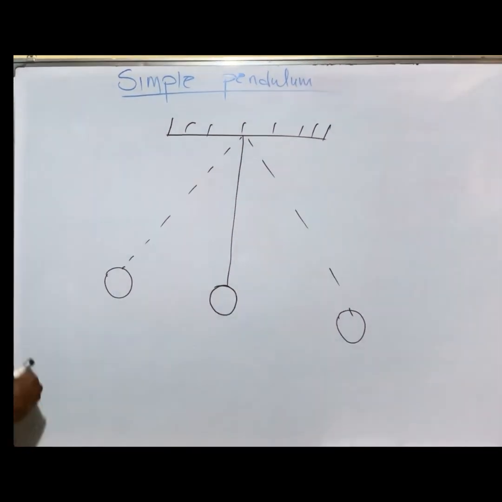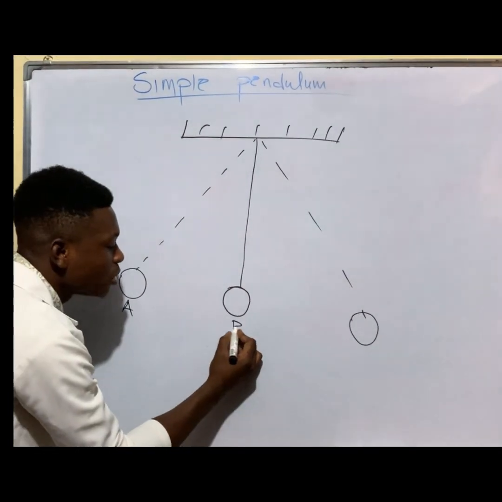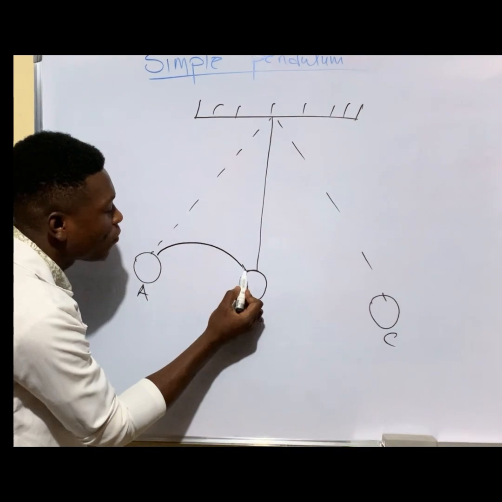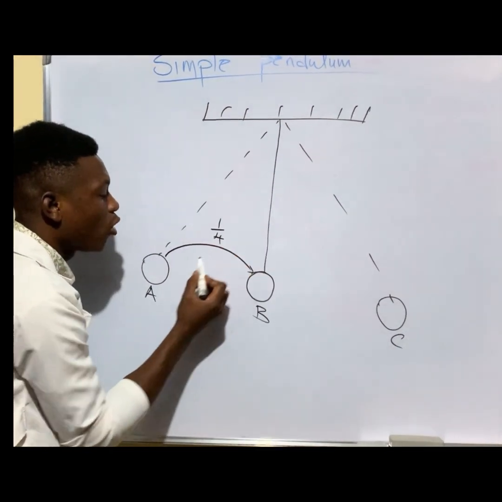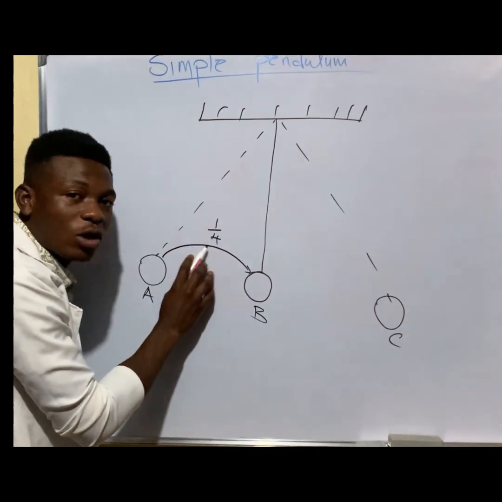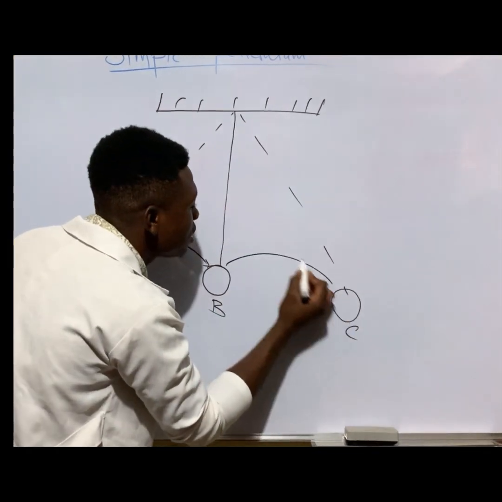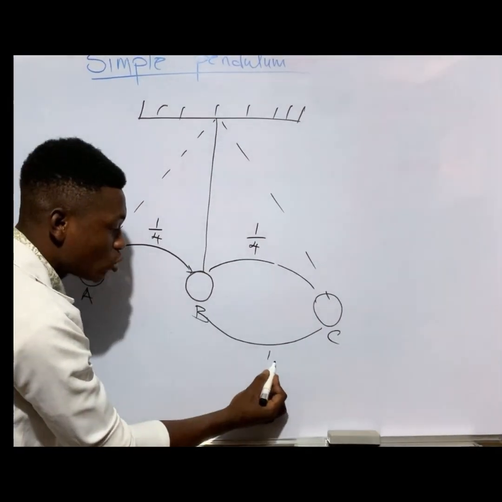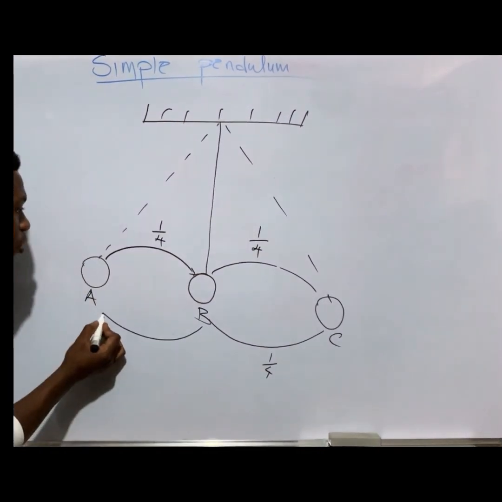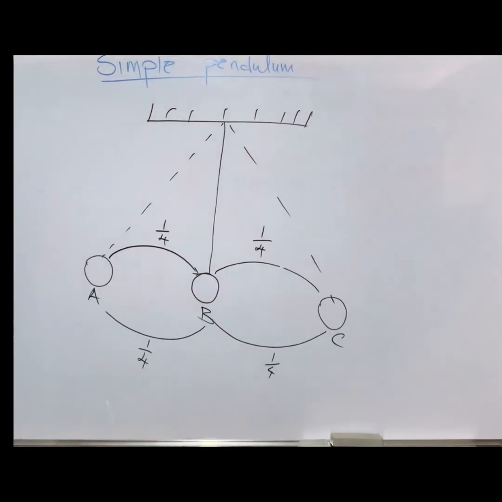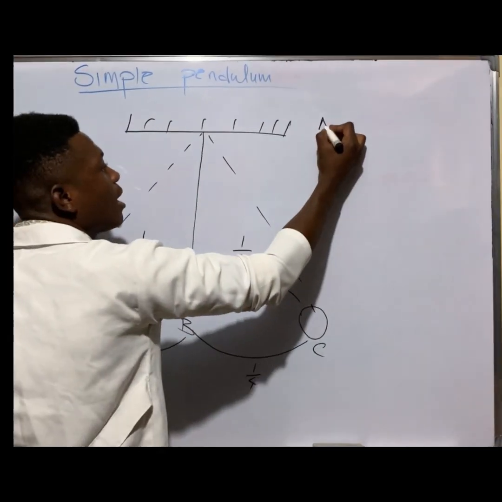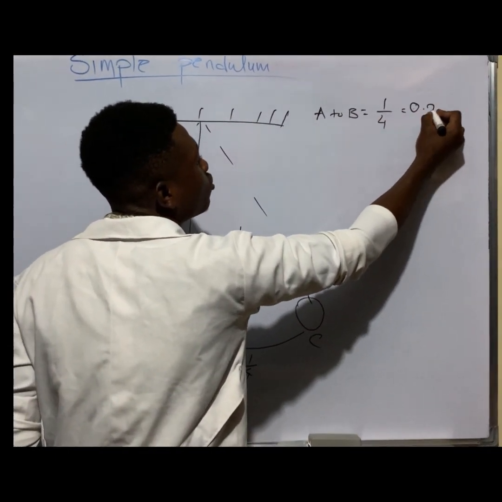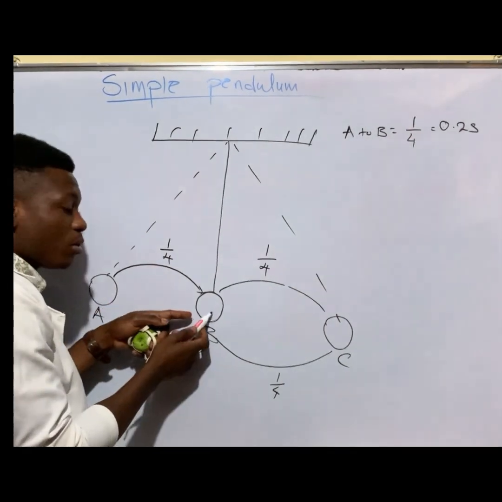Pay attention. If this is the first position A, this is position B and this is position C. At every point, the oscillation is called 1/4. So from A to B, it is 1/4. From B to C, it is 1/4 again. From C to B back, it is 1/4. And from B back to A, the original, is 1/4. So from A to B, it is 1/4. In point form, it will be 0.25.